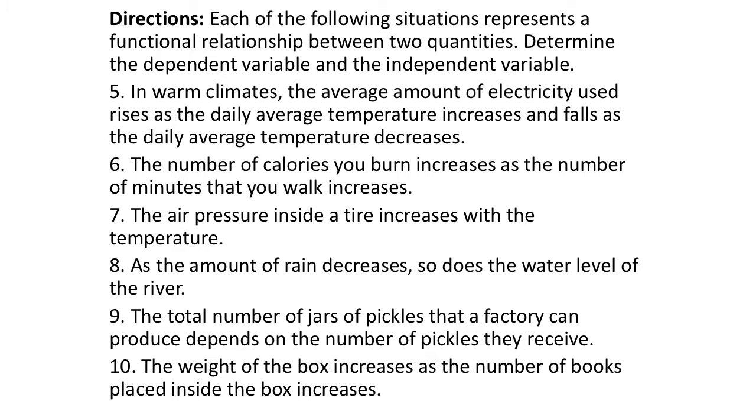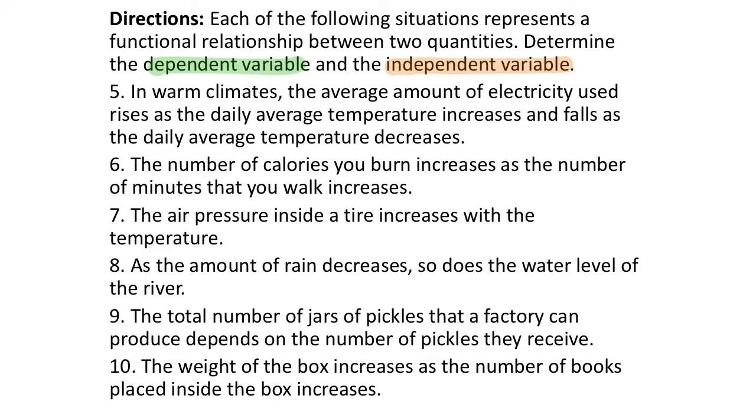So here's 6 more examples. Each of the following situations represents a functional relationship between two quantities. Determine the dependent variable and the independent variable. All right, so I'll kind of color code these. I'll make my dependent variable in green and the independent variable in orange, like this. I'll still label them with an I and a D, but I won't write the full word out.